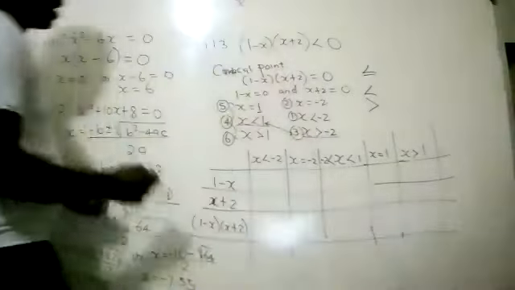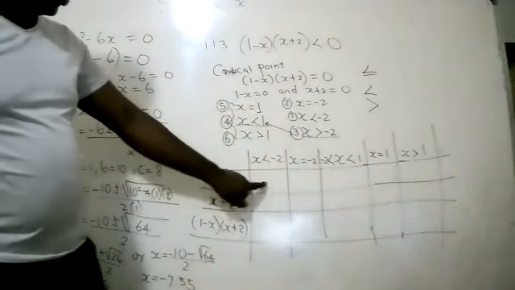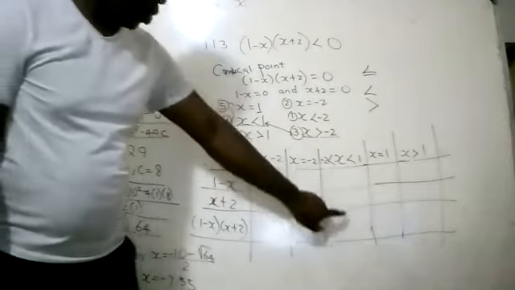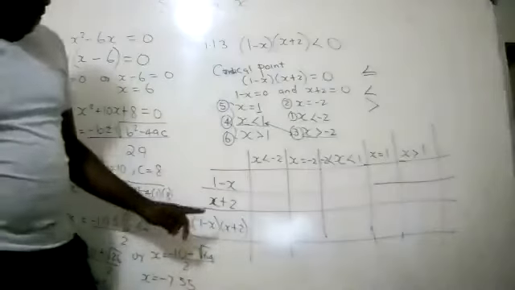So this is called a sign table. That simply means that we're going to write signs inside these blocks. How are we going to get these signs?